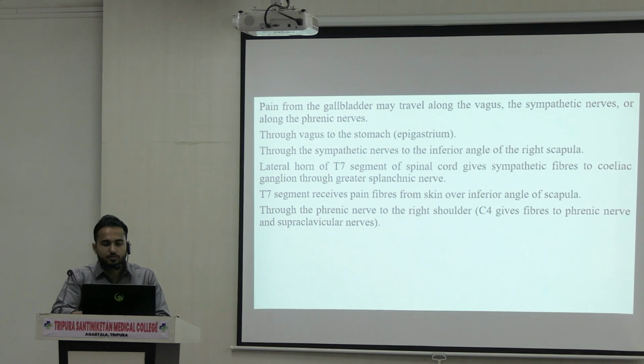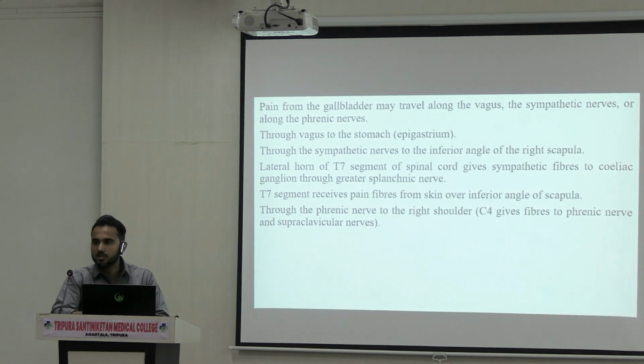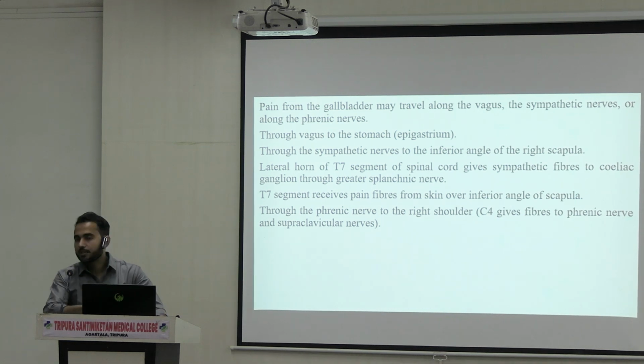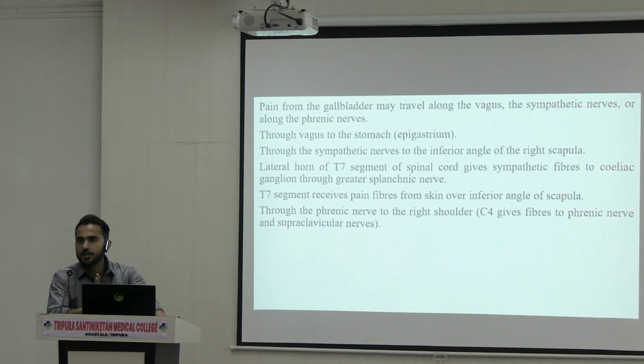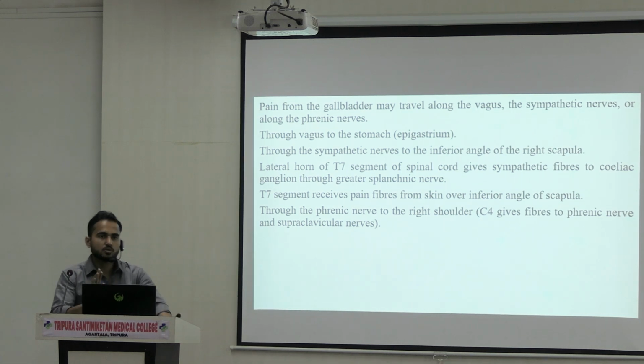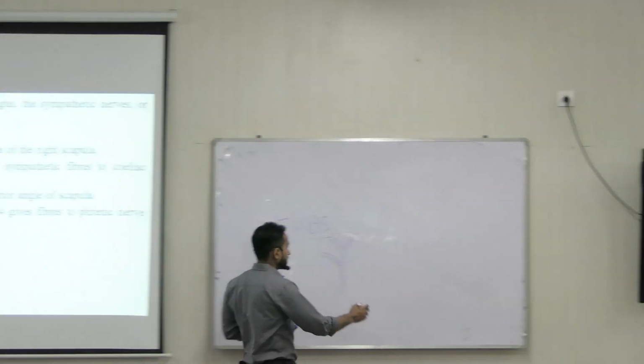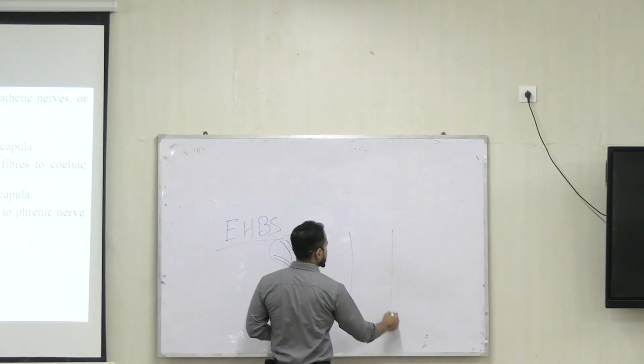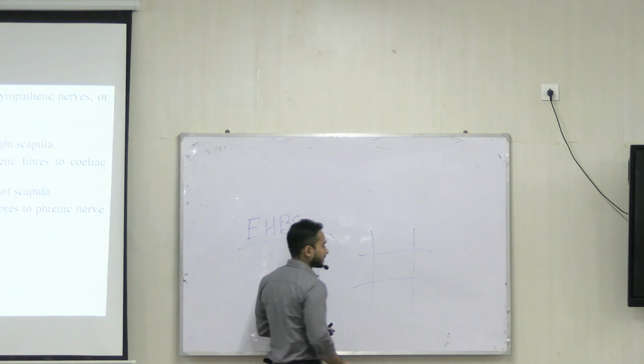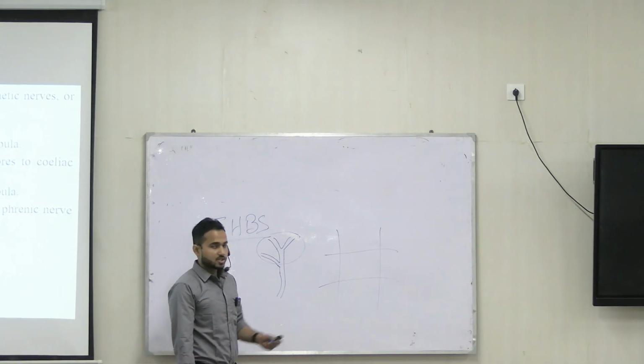First of all, through the vagus, the pain will be felt at the epigastric region. Now, do you know what the epigastric region is? Do you remember the quadrants of the abdomen? Yes. So in that quadrant of the abdomen, you know the epigastrium. I hope you know the quadrants of the abdomen. If you have not studied, please study them. So where is the epigastrium?